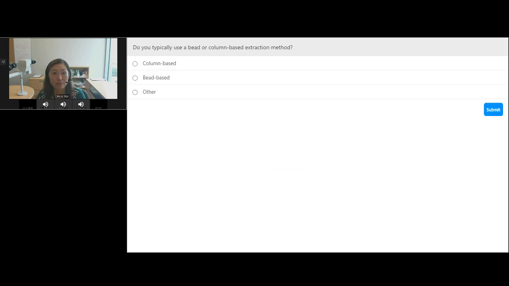So, a question for the audience, testing to see if folks are still around: do you typically use bead-based or column-based extraction methods in your lab? I will give everyone a few seconds to respond.